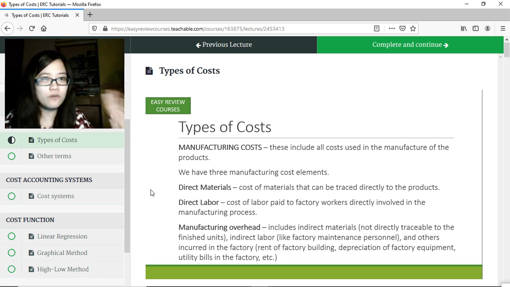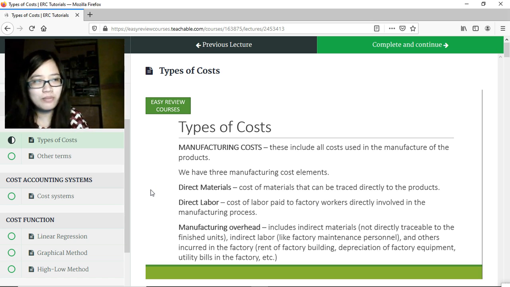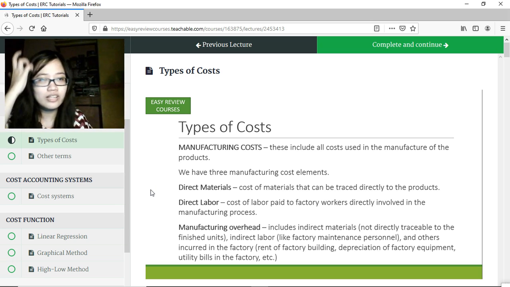And then, of course, let's say yung building ng factory, not traceable, syempre, hindi mo makikita sa product, but still, they're related dun sa production ng product natin. So, factory, okay, na ginamit dun, dun ginawa yung production process. So, part siya ng manufacturing overhead. Alright? So, yung rent, utilities, mga maintenance personnel dun sa factory, kasama sila dun sa manufacturing overhead. Okay? And then there are other types.